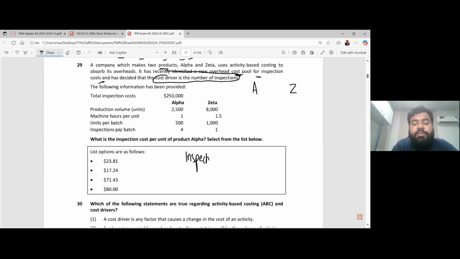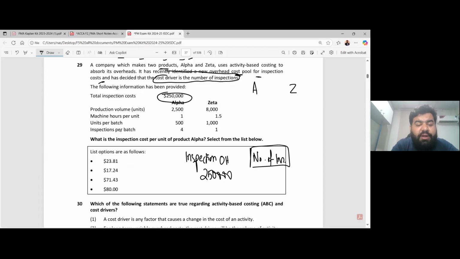And for that inspection overhead, he is telling the cost driver as well, that is the number of inspections for alpha and zeta. The total inspection cost, he has told you, the total overhead is 250,000. And now the number of inspections is the base, obviously.